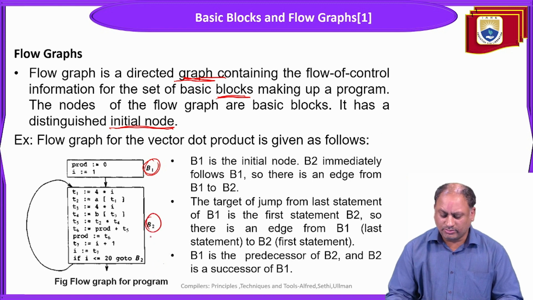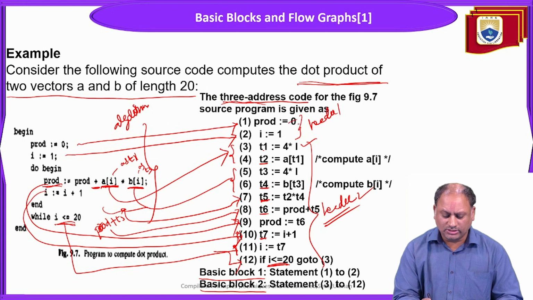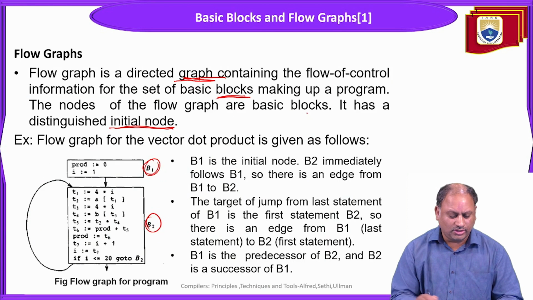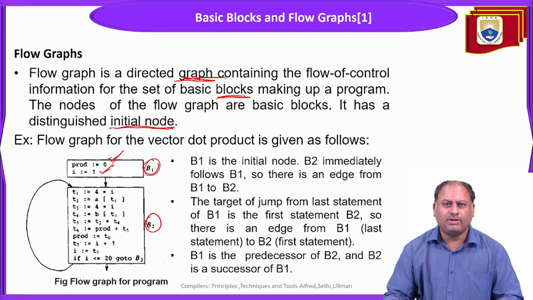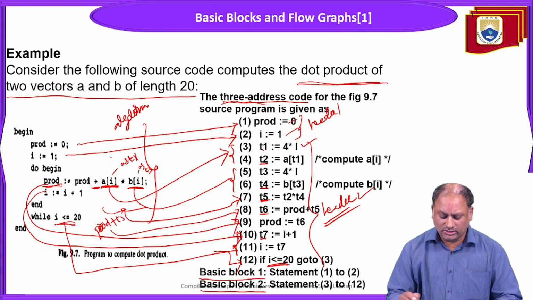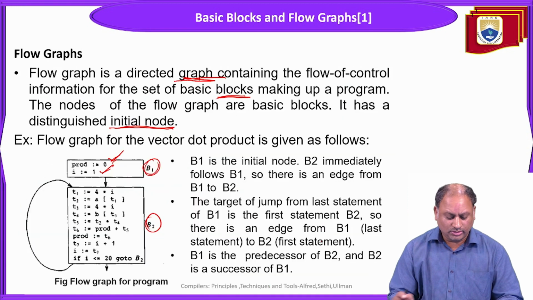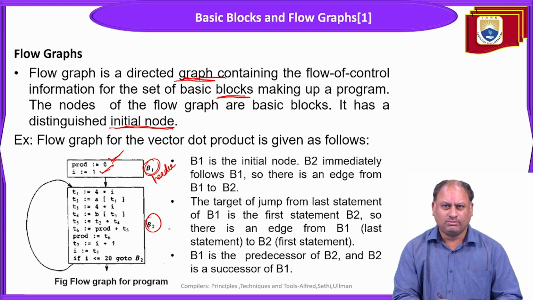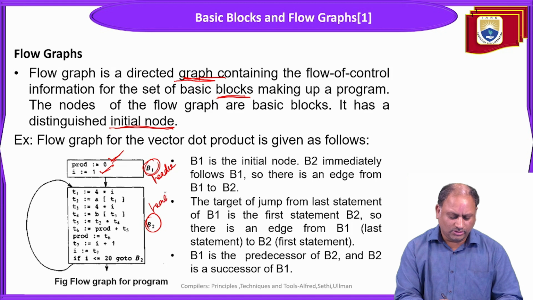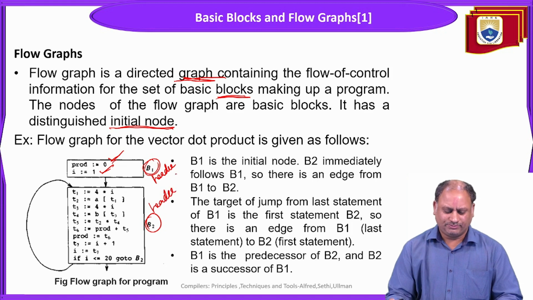Now in this example we have seen the product is 0, I equal to 1. So we are going to make these two statements as header 1, and the remaining statements 3 to 12 we are going to put in another header, that is block 2. Here this is one header which is called block 1, and we are going to write another header, block 2.